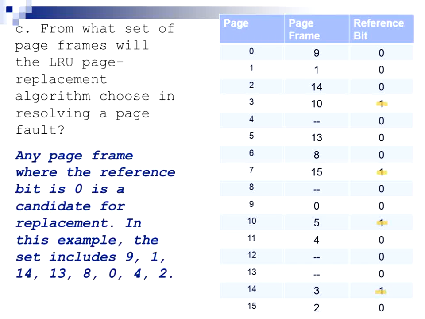reference bit is 0. The other thing that people got confused with is it asked for what is the set of page frames. So it's looking for not the pages, but the page frame numbers. So in this case, anything where the reference bit is 0 would give me page frame 9, 1, 14, 13, 8, 0, 4, or 2. And that was the answer for that one. Any questions on that?